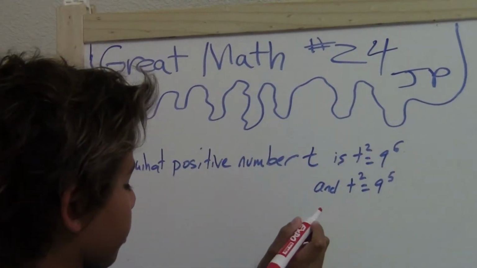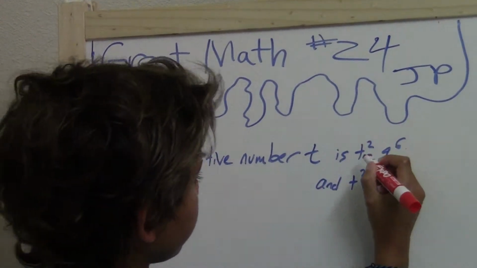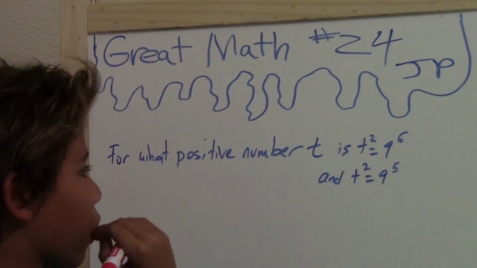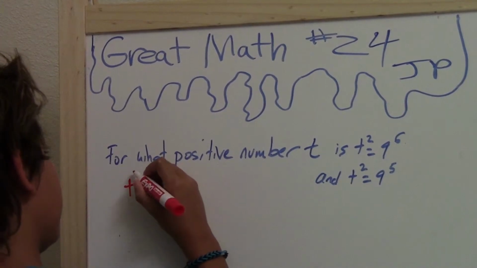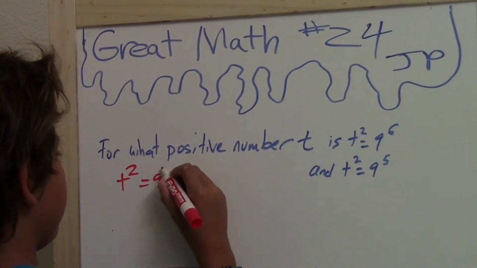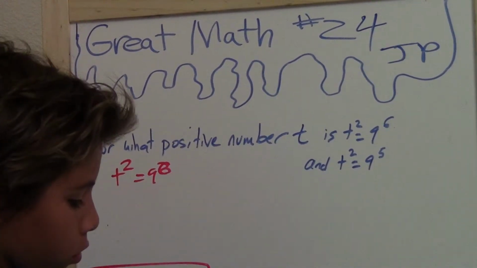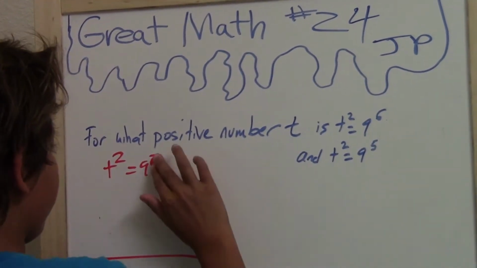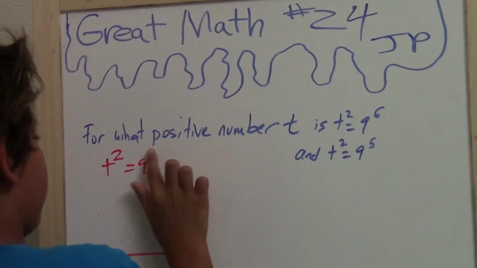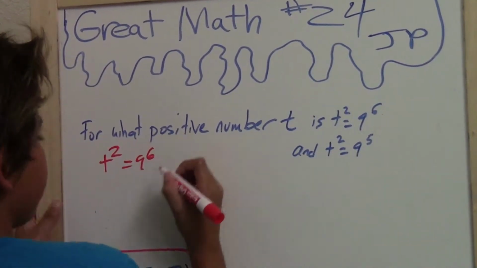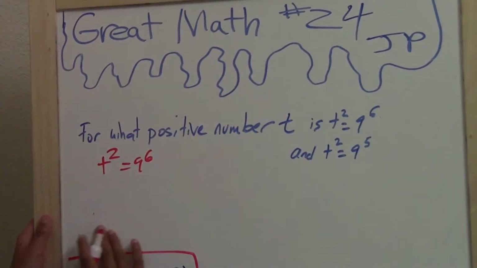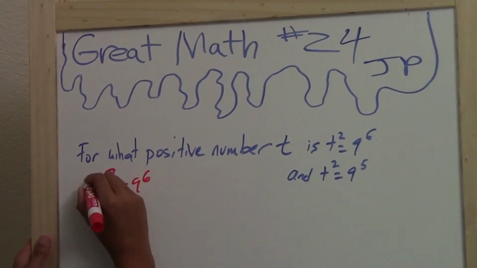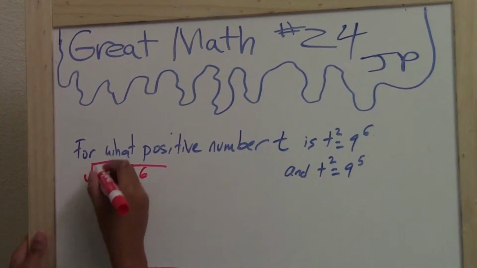So, T squared equals 9 over 6. Okay, so that's an equation. There's not really anything much we can do with this, except the only thing we can do to make it simpler is to square root both sides. Sorry, this thing's breaking, so it's kind of old.